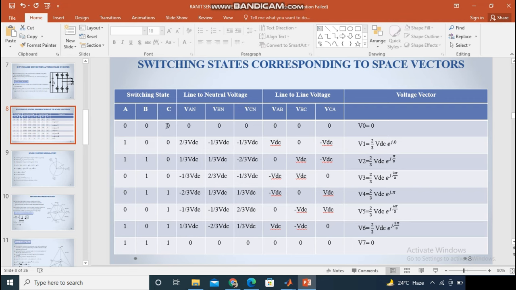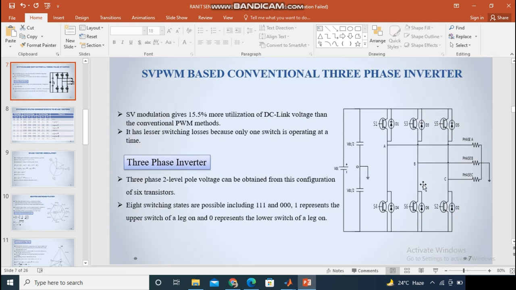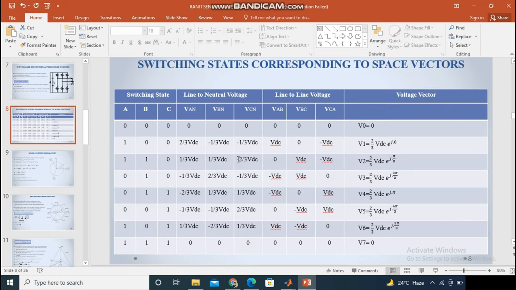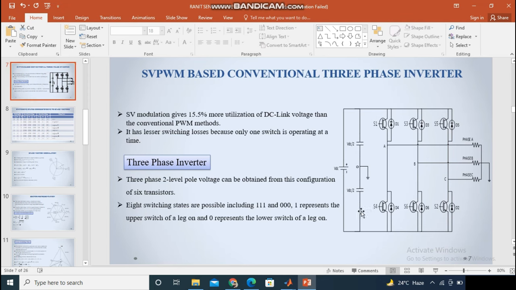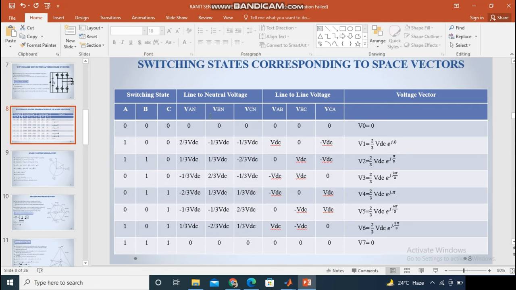So if we consider 000, that means switches S4, S6 and S2 will be on. If we consider 110, that means from leg A switch S1 will be on, from phase B switch S3 will be on, from phase C switch S2 will be on, and the corresponding line to neutral voltage and line to line voltage is shown on the screen. And here are the voltage vectors, that is V0, V1, V2, V3 up to V7. Here you can see that V0 and V7 are 0, and the rest of the vectors are shown here.